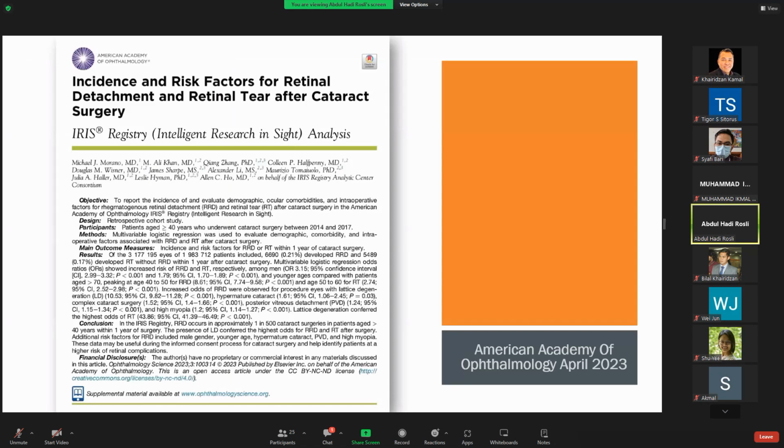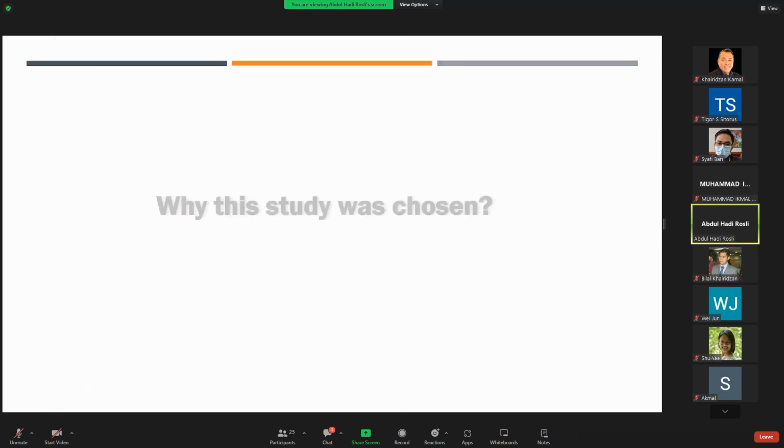Okay, so this is the first page. It was published in Ophthalmology in April 2023. Again, why was this study chosen? We know that retinal detachment after cataract surgery, also what we call pseudophakic RRD, is an uncommon complication, but it is a highly potential cause of reduced vision for patients.